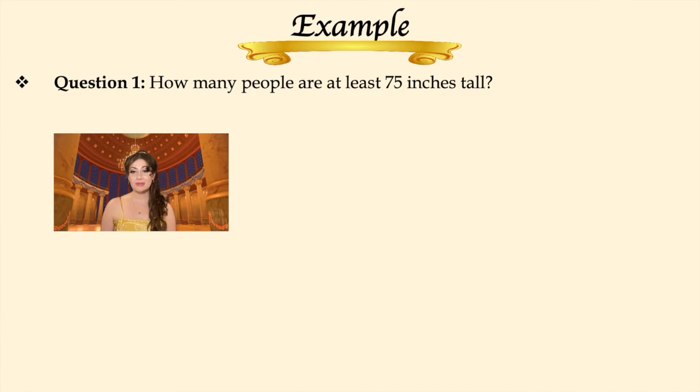So I know that this is a lot of questions, but each question is kind of unique in its own way. So I want to make sure that we go through a variety of different question types related to the normal curve together so that should you encounter one of these questions in your own research, you will know exactly what to do. So let's start with the first one. How many people are at least 75 inches tall?